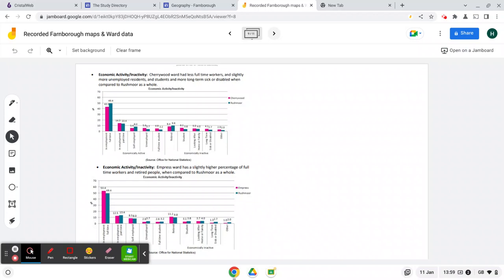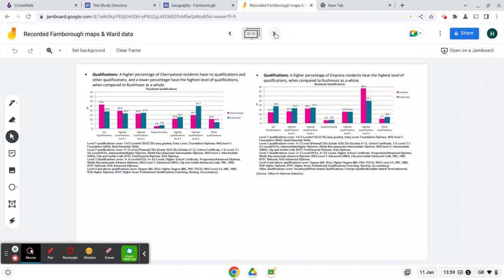Then if you look at the retired, the number of retired people here and here, so this might link to that population graph that we looked at. We've got more retired residents in Empress Ward. Then we can look at qualifications. And again, there's a huge difference here in the highest level of qualification in Empress Ward and Cherrywood Ward. And in fact, the majority of residents in Cherrywood Ward do not have any qualifications.